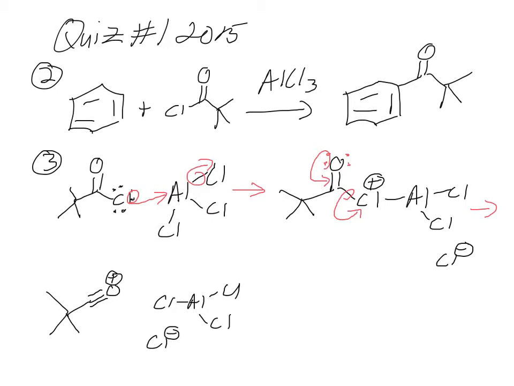So what have we done though? At the end of the day, in electrophilic aromatic substitution, what is the benzene ring always? Is it the nucleophile or the electrophile? It's always the nucleophile. So that means this has to be the electrophile. So we need to make that carbon delta plus.